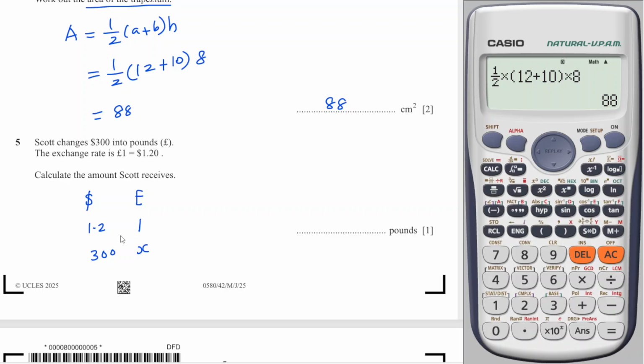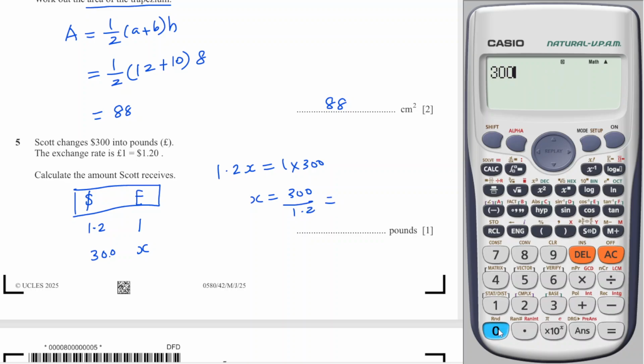So now we need to do the cross multiplication to get our answer. We know that $1.2 is 1 pound. So $300, how many pounds? Now we can do the cross multiplication: 1.2x is equal to 1 times 300. So x equals 300 divided by 1.2. Then we will get the answer. So 300 divided by 1.2, our value will be 250. So 250 pounds is our answer.